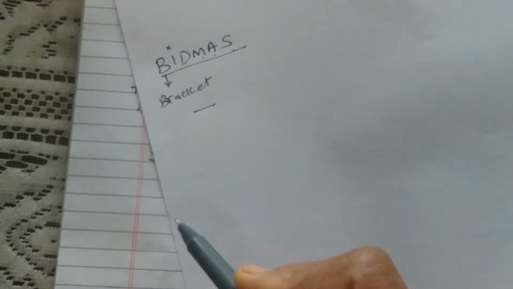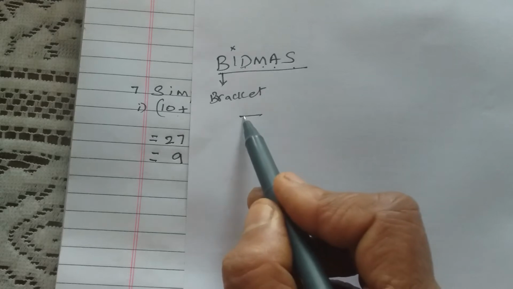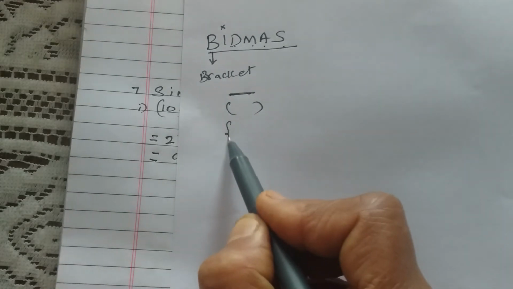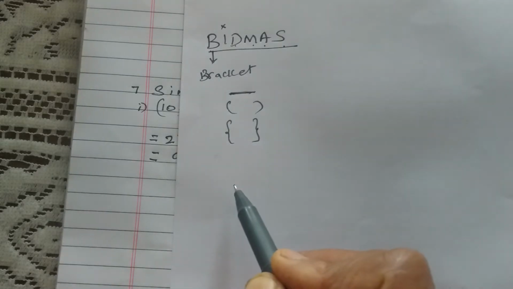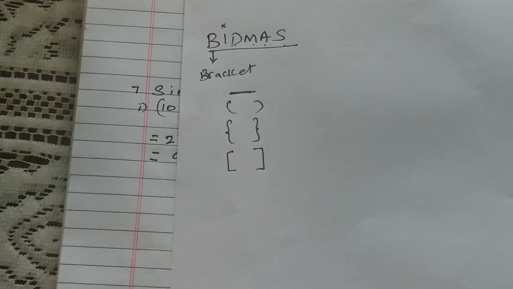First one is the bar bracket. Whenever you multiply or divide or subtract 2 numbers, we put this bar. Then we have the common bracket. This is called the common bracket. Then the third type of bracket is called curly brackets. Then we have square brackets. Like this, we have 4 types of brackets.